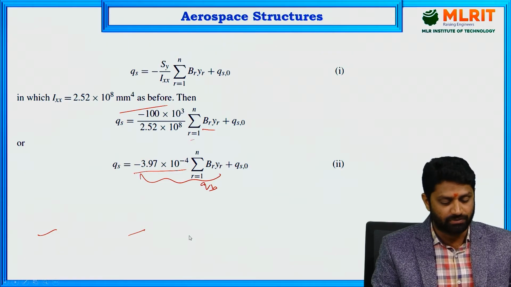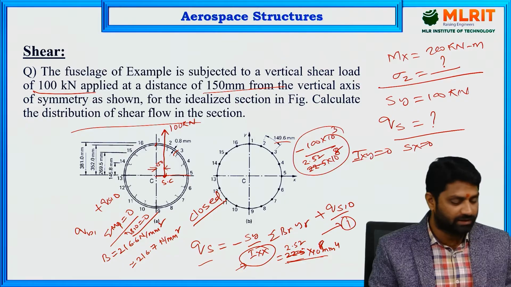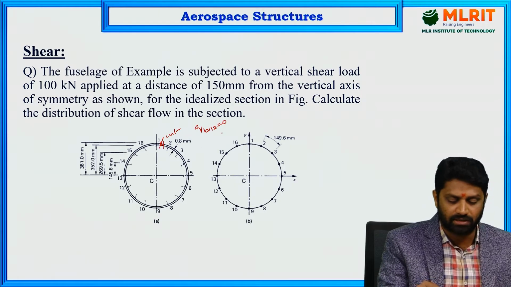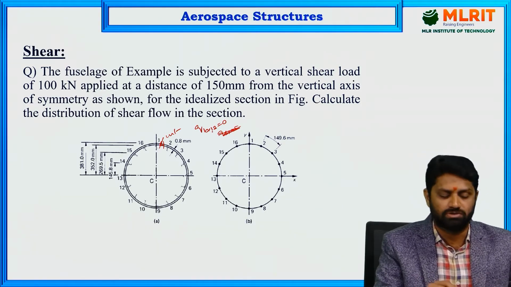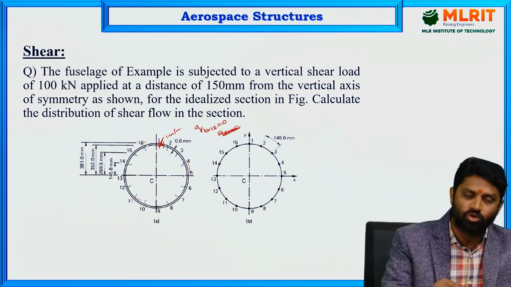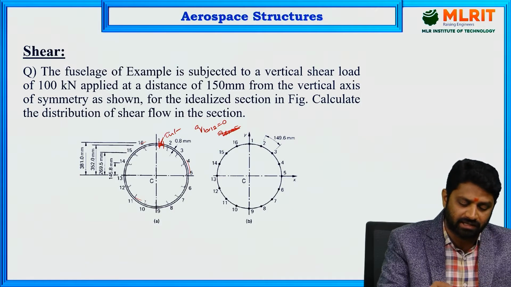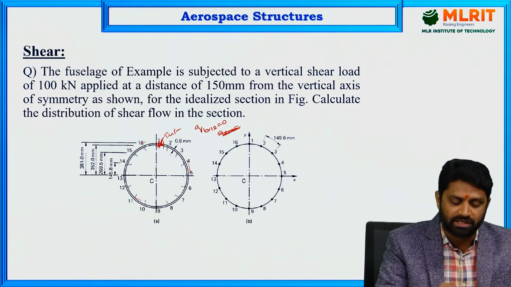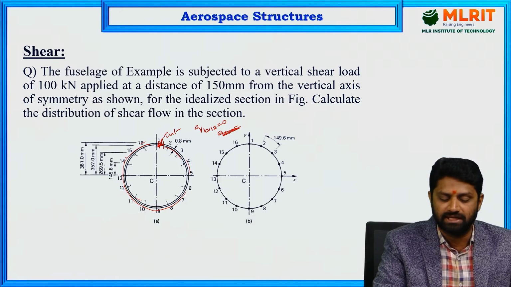For example, panel 1-2. If we cut in panel 1-2, you can assume qb in that 1-2 is equal to 0. We assume qb12 equal to 0 in this. Since we made a cut here and we are assuming that the starting shear flow in 1-2 is 0, the rest of the section becomes an open section. So the rest of the panels you can calculate the shear flows easily by the formula.